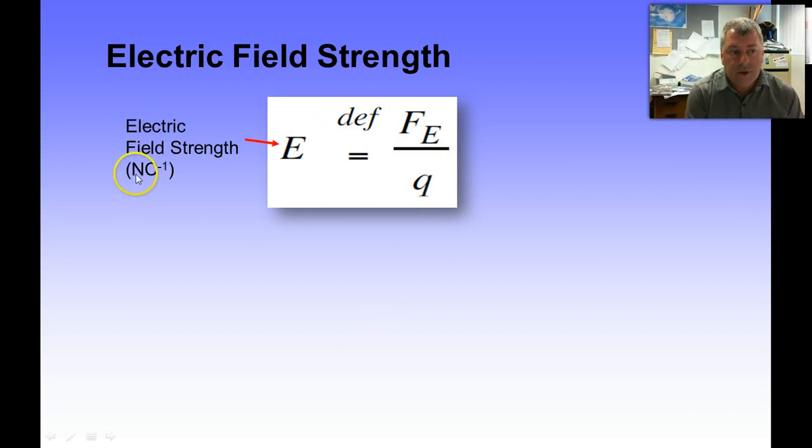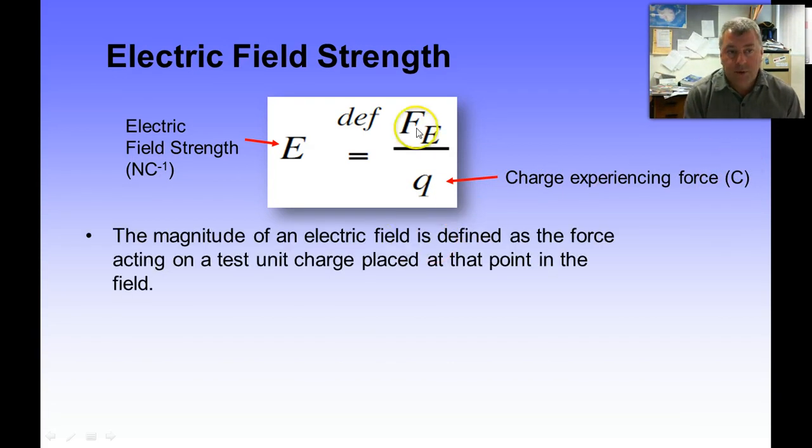strength. Its units are newtons per coulomb, or newton coulombs to the -1. Q is the charge experiencing the force, and charge has coulombs as its unit, and of course force is in newtons. The magnitude of the electric field is defined as the force acting on a test unit charge. So that's another way of saying an imaginary charge placed at that point in the field.